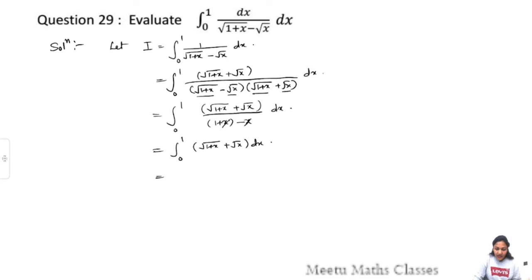And now we can integrate them: 1 plus x raised to power half dx and x raised to power half dx. And your answer is 1 plus x raised to power 3 by 2 upon 3 by 2, here also x raised to power 3 by 2 upon 3 by 2 plus c.